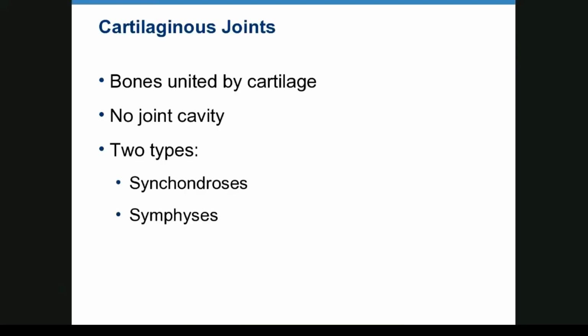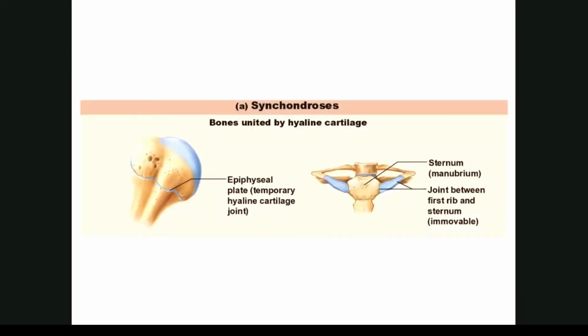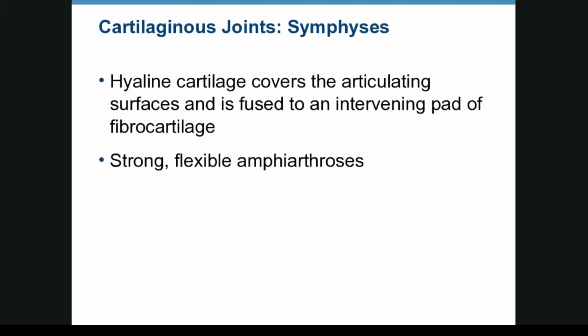Okay, cartilaginous joints. We have two types, again with no joint cavity: synchondrosis and symphysis. Synchondrosis is a bar or plate of hyaline cartilage uniting bone. And this is an example. Your epiphyseal plate, your growth plate, is actually a temporary joint. And here's the manubrium of your sternum, and this is the first rib. So this cartilage here forms a permanent joint. I'm sorry, I said it wrong.